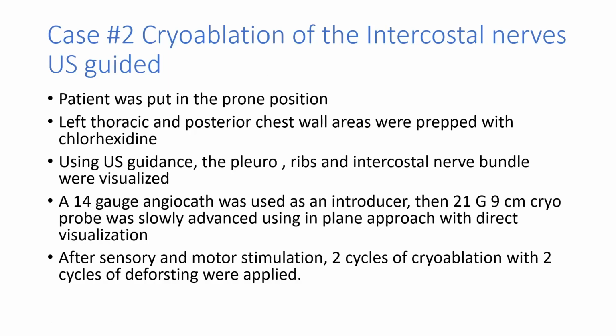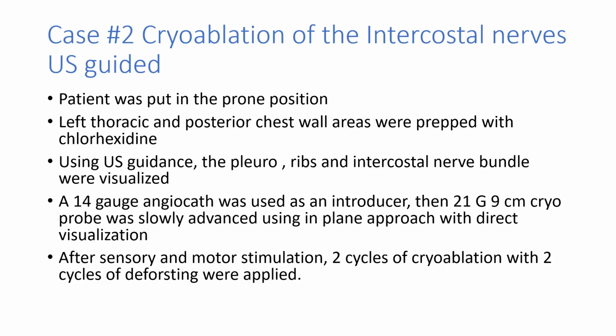So the patient was put in the prone position. The left thoracic and posterior chest wall areas were prepped with chlorhexidine. We used the ultrasound to identify the ribs, the intercostal nerve bundle, the pleura. We used a 14 gauge endocath as an introducer, and we used a 21 gauge 9 centimeter cryo probe, which was slowly advanced using an in-plane approach. And you can see it.